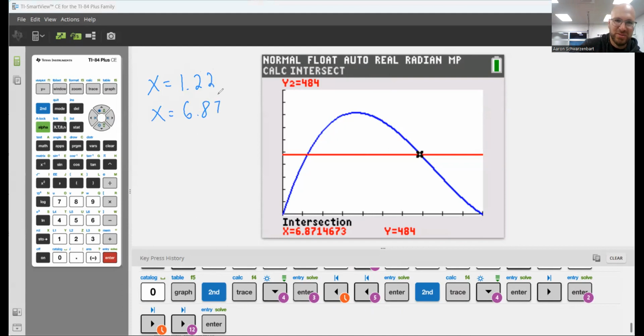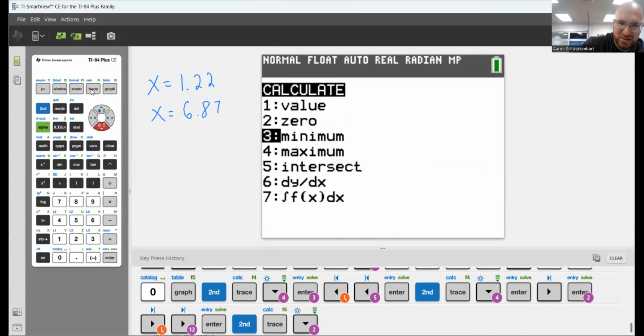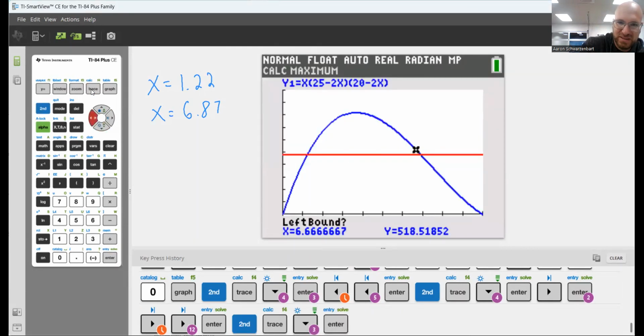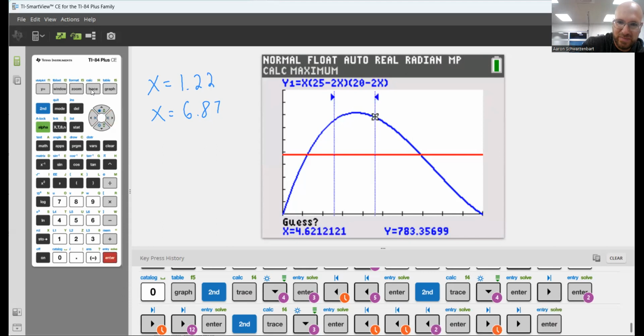This particular problem does not ask me for it, but oftentimes they'll ask you for the maximum. To get the max, second calc, max, and get to my left side of the maximum, the high point. .68. Okay. Does that make sense?